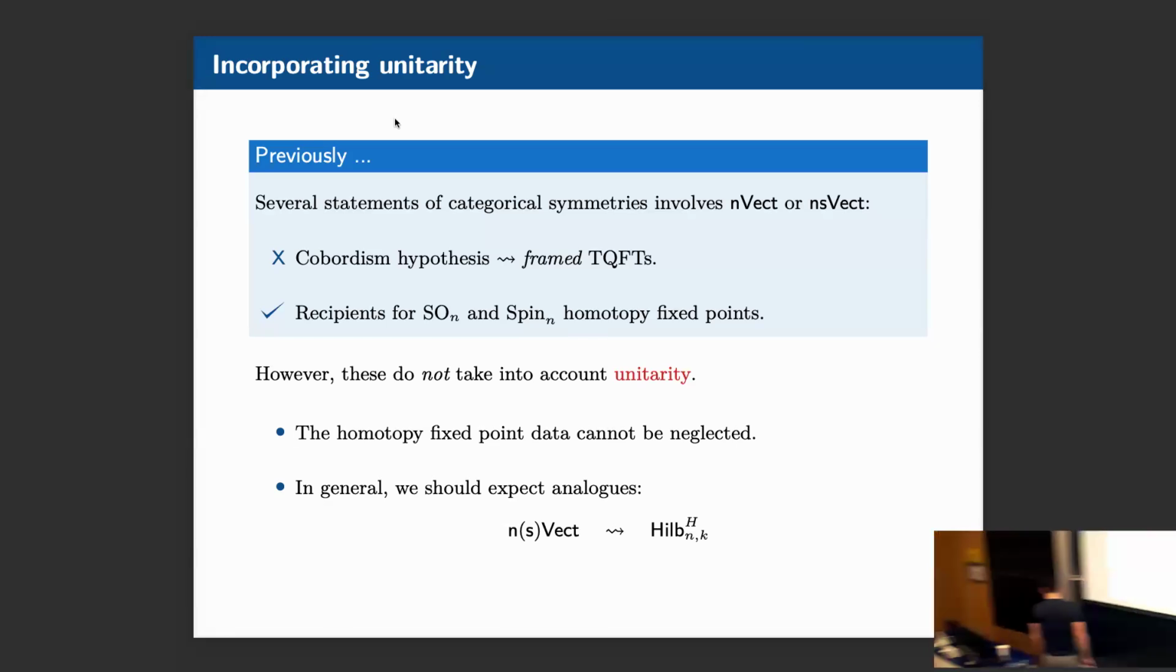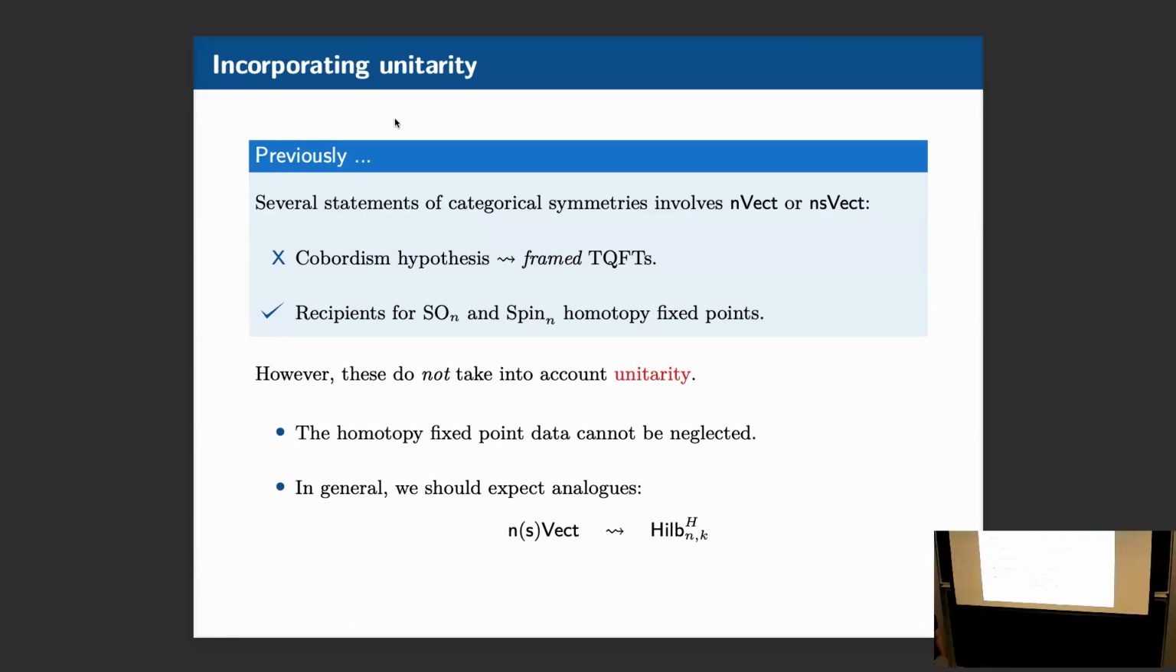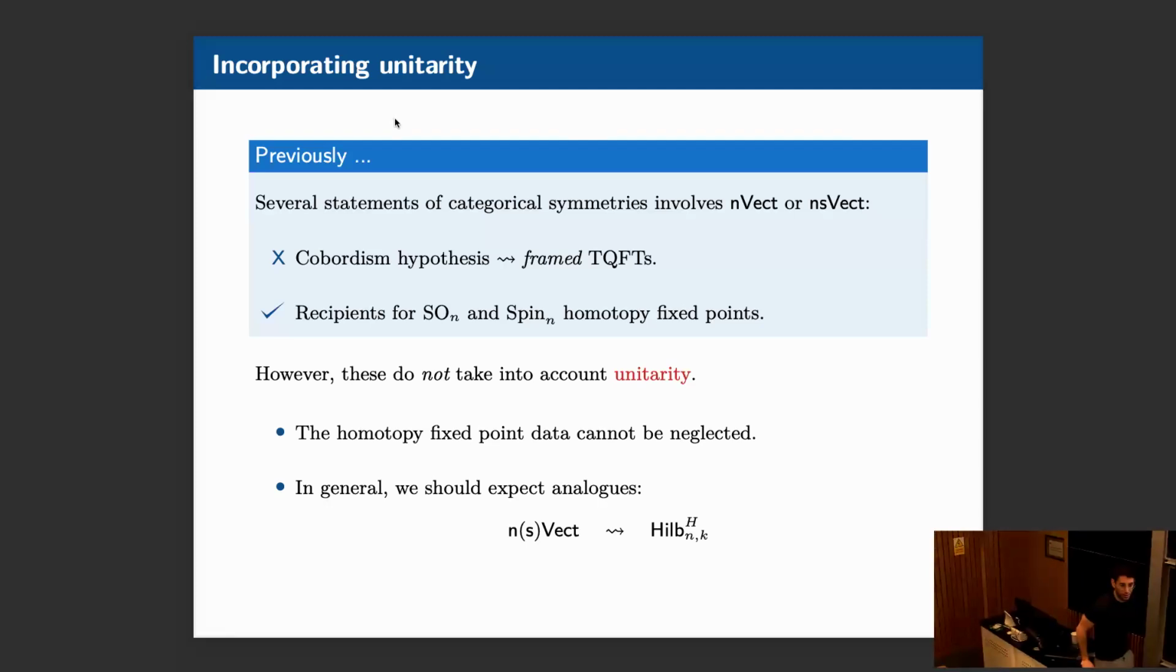The point is that, as I tried to sketch, once you take into account unitarity, your theories are not framed anymore, but rather have some other kind of tangential structure, which intertwines non-trivially with the notions of unitarity. So this additional data that you usually suppress when making these statements starts to become relevant. In general, we expect that statements involving nVect or nSVect should probably be reformulated using some sort of dagger equivalence, so some higher dimensional versions of Hilbert spaces, which may depend on some kind of tangential structure.